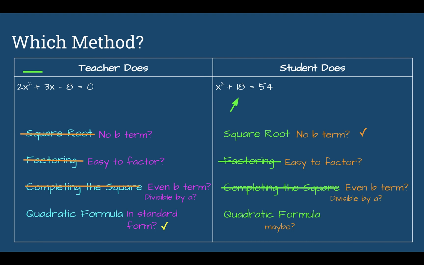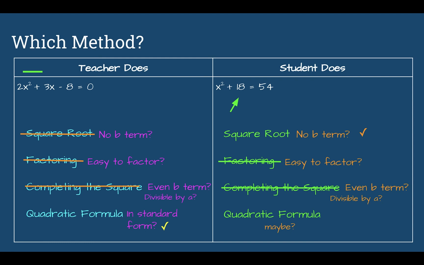So last we have the quadratic formula. We could do this if we subtract 54 to bring it to the left side. We would have x squared minus 36, which would mean we have 1 for a, 0 for b, and negative 36 for c. So we could use it, but the square root is still going to be the quickest way to do it.